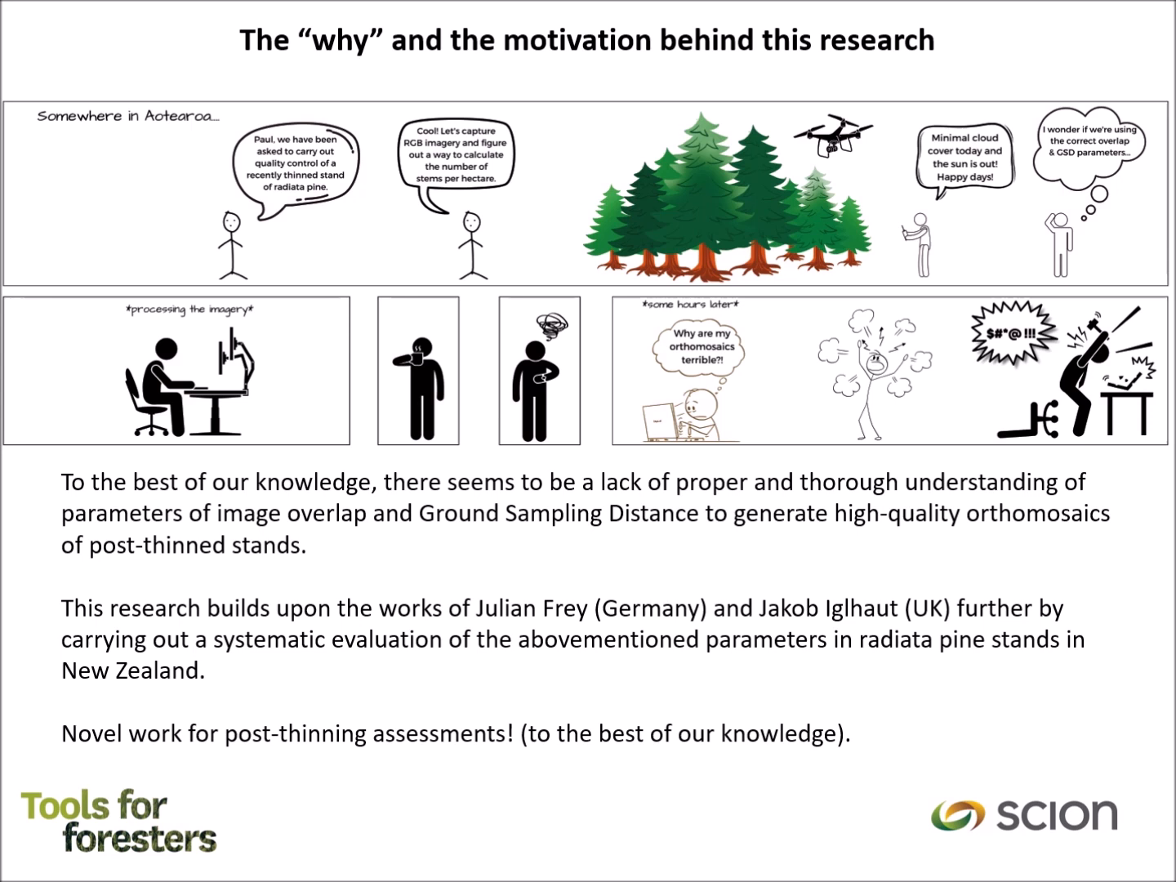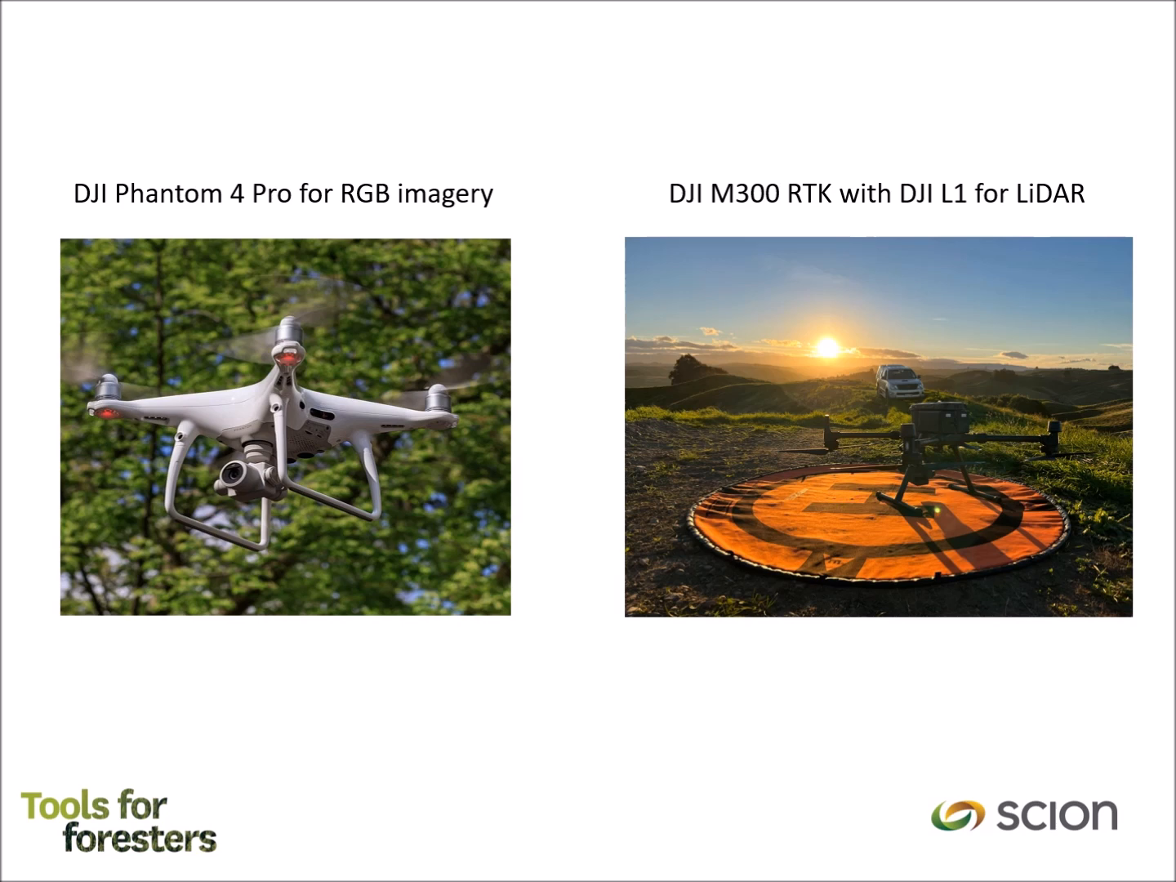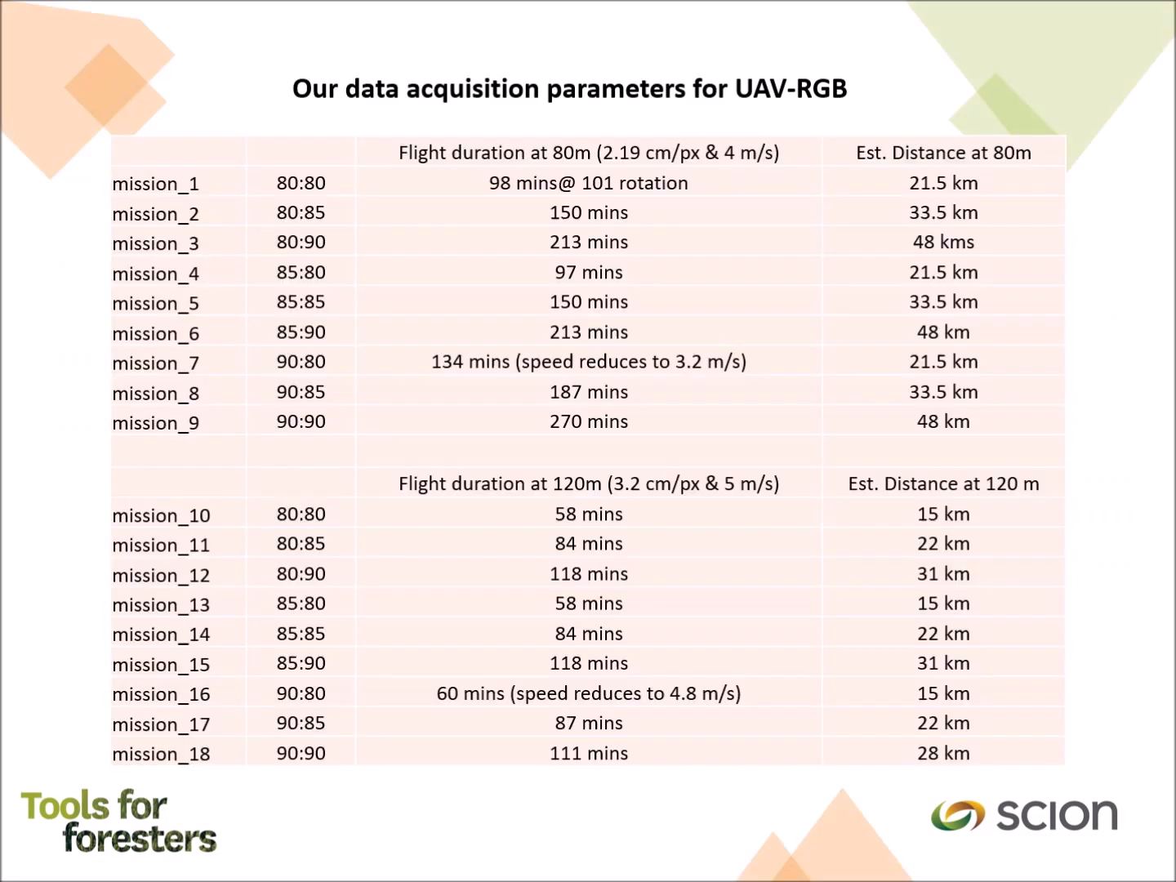The two UAVs from some of our fleet that we have are the DJI Phantom 4 Pro for RGB and the DJI M300 RTK with L1 for LiDAR. So this is a table of all of my parameters. I'm assessing 9 different combinations of image overlap settings at 2 flight altitudes. So you have 2 ground sampling distances. This gives me 18 orthomosaics and keeps me busy and stressed for the rest of the year.